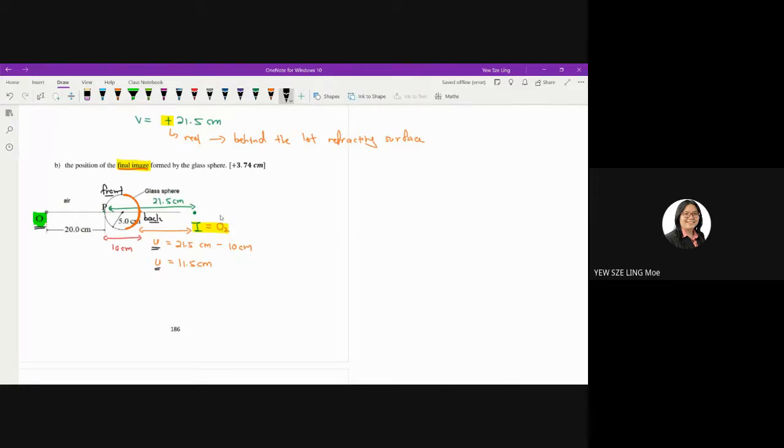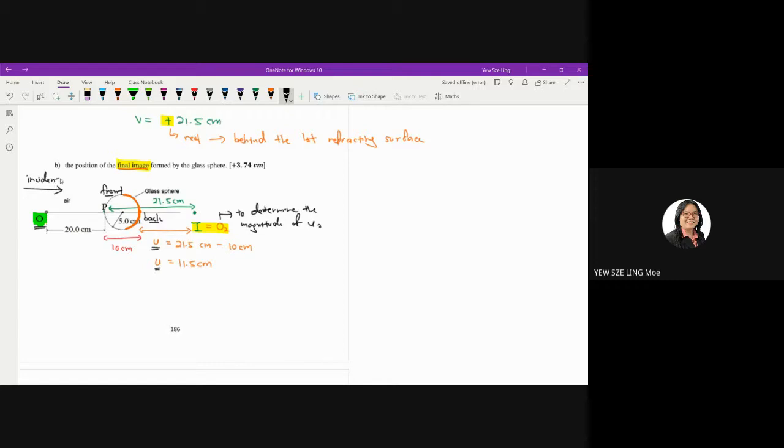So fungsi O2, it is just for us to determine the magnitude of U2. Okay, to determine the magnitude of U2. So that's it. Other than that, it has no other function. All right, other than that, it has no other function. So since our original object is still located on the left-hand side, we are going to assume our incident light ray is coming from the left-hand side.